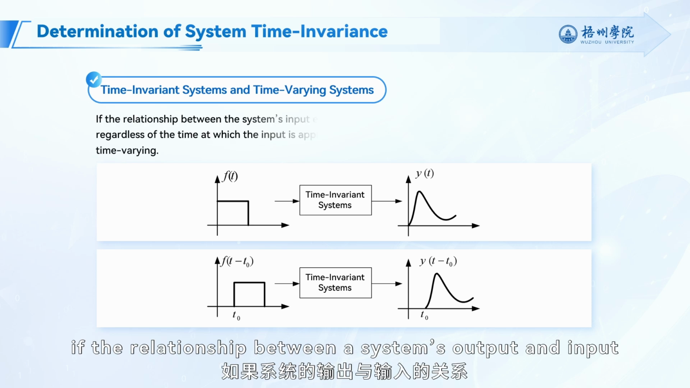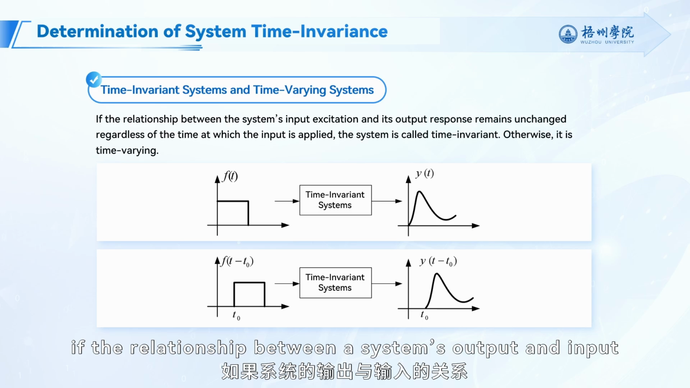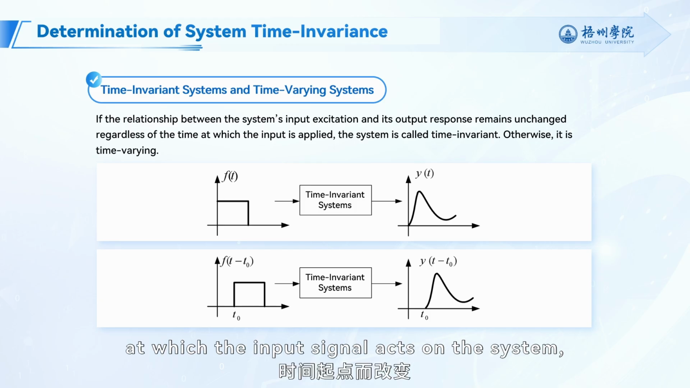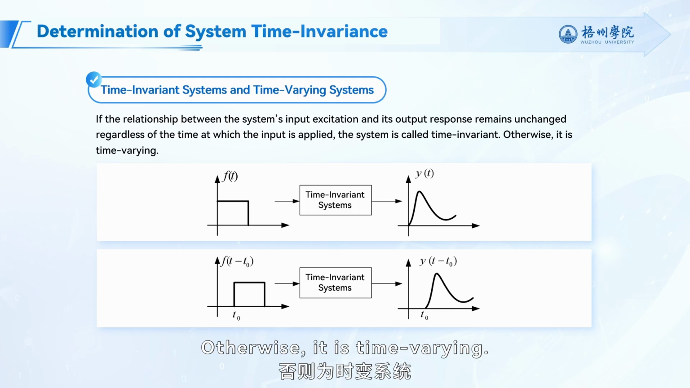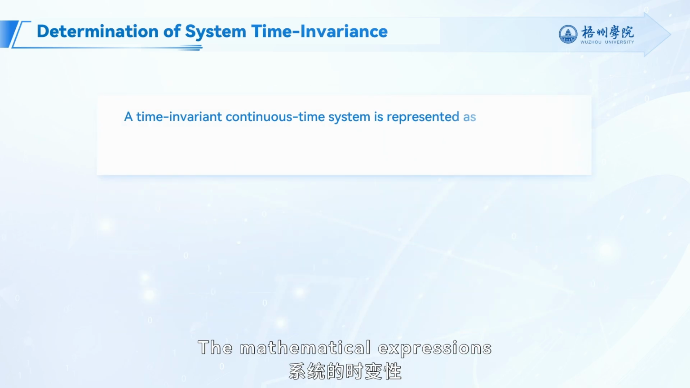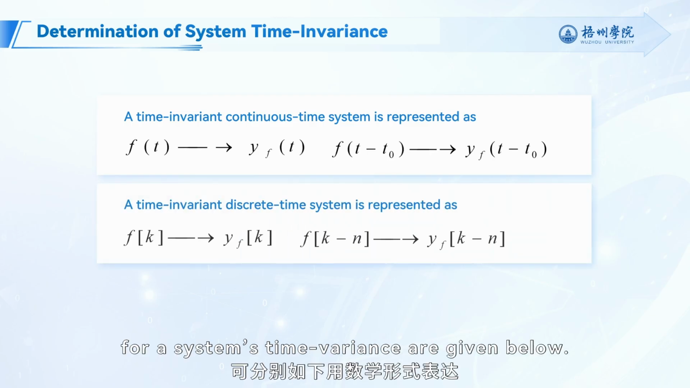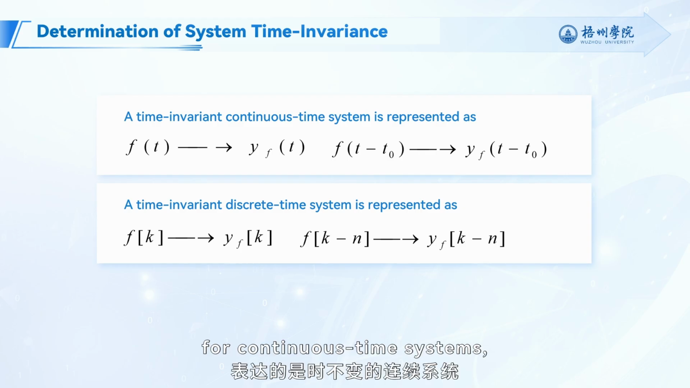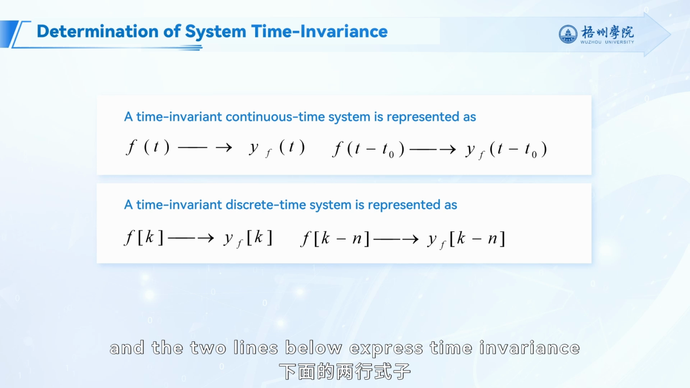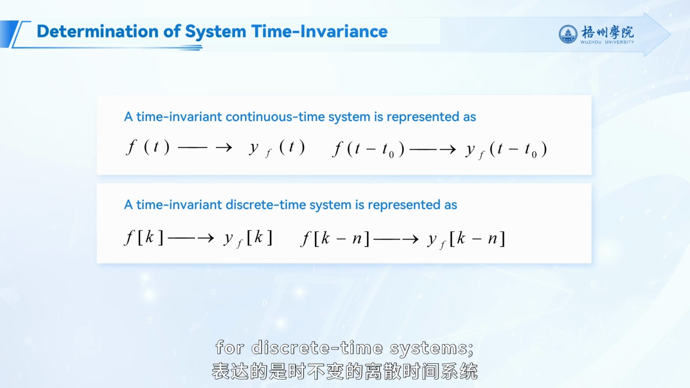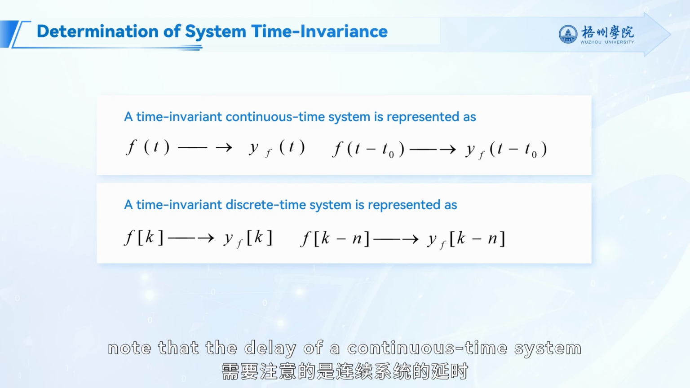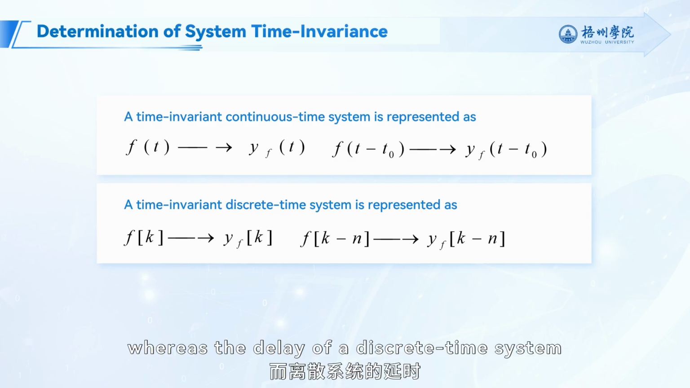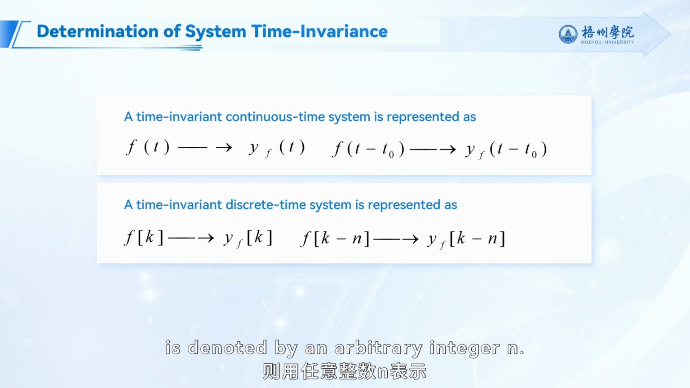In summary, if the relationship between a system's output and input does not change with the starting time at which the input signal acts on the system, it is called time-invariant. Otherwise, it is time-varying. The mathematical expressions for a system's time variance are given below. The 2 lines above express time invariance for continuous time systems, and the 2 lines below express time invariance for discrete time systems. Note that the delay of a continuous time system is denoted by an arbitrary constant t0, whereas the delay of a discrete time system is denoted by an arbitrary integer n.